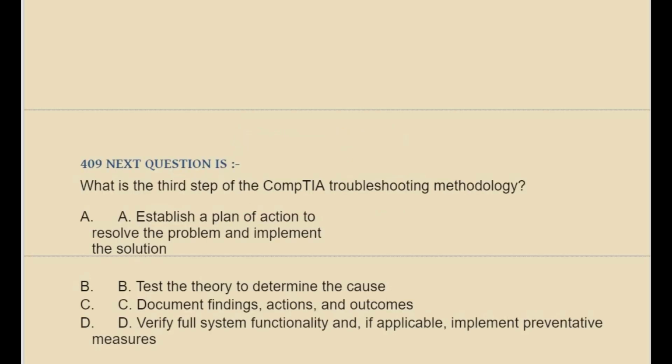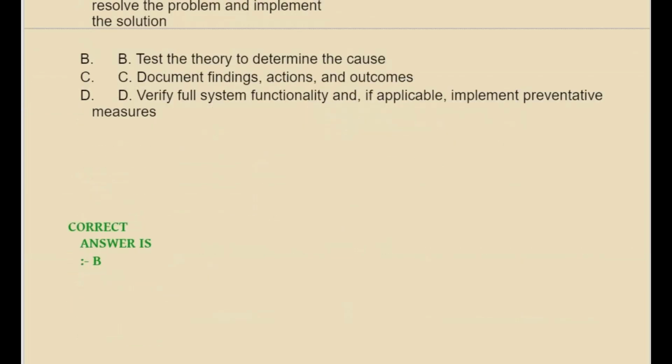Question is, what is the third step of the CompTIA troubleshooting methodology? Option A, establish a plan of action to resolve the problem and implement the solution. Option B, test the theory to determine the cause. Option C, document findings, actions, and outcomes. Option D, verify full system functionality and, if applicable, implement preventative measures. Correct answer is option B.